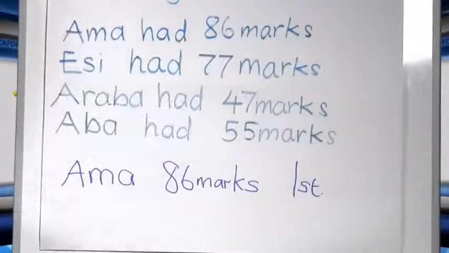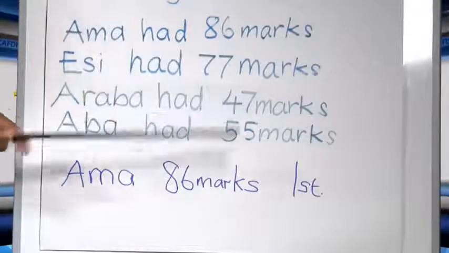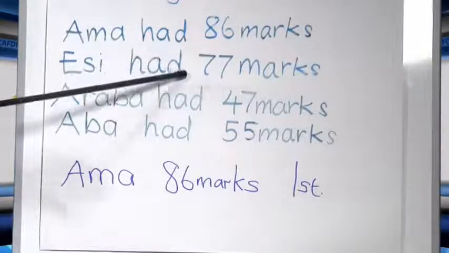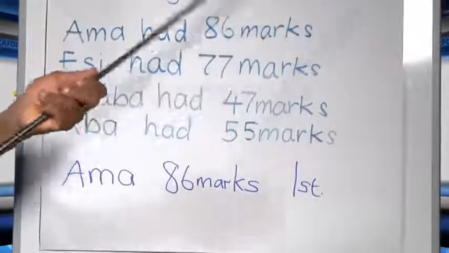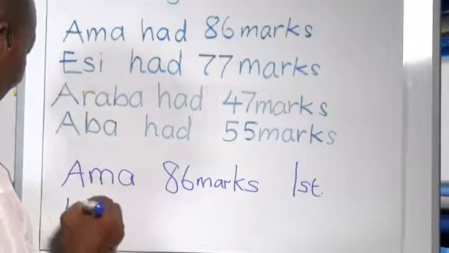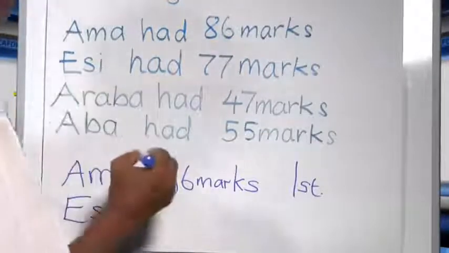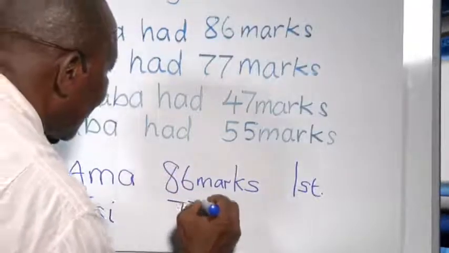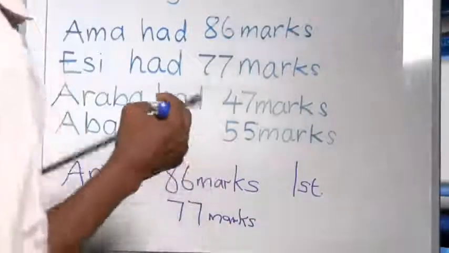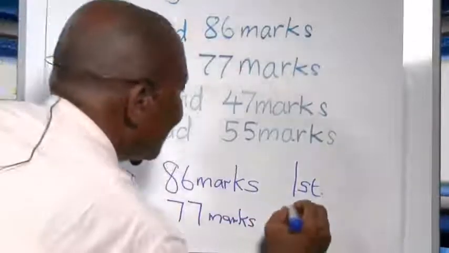Let's look at the next person. 77, 47, 55. 77 is the biggest of the three. So who had that 77 marks? AC. How many marks? 77. What position is that? Second. Good.